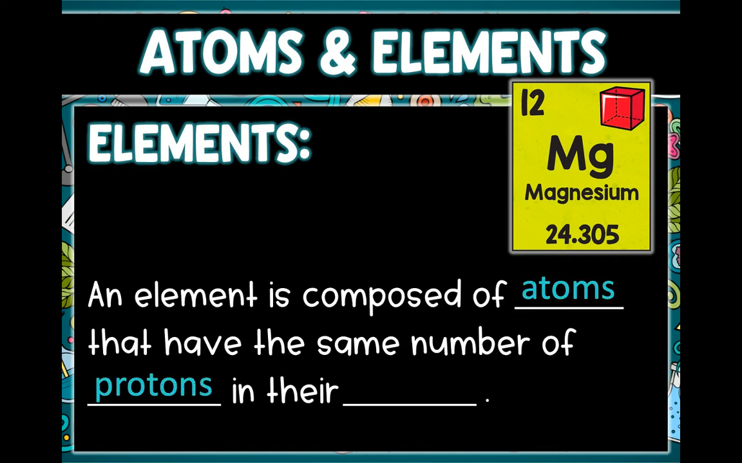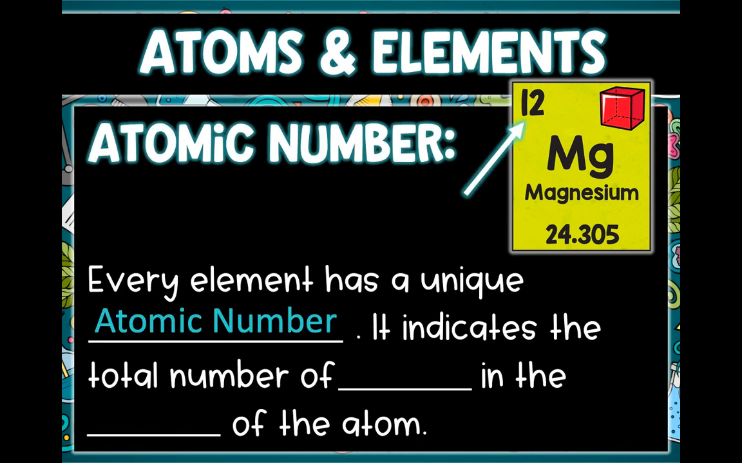So elements are composed of atoms that have the same number of protons in their nucleus. Again, we said a second ago that if you change the number of protons, you change the element to something different. Magnesium will always have 12 protons every single time. If it doesn't have 12 protons, it's not magnesium. And again, those protons are in the nucleus.